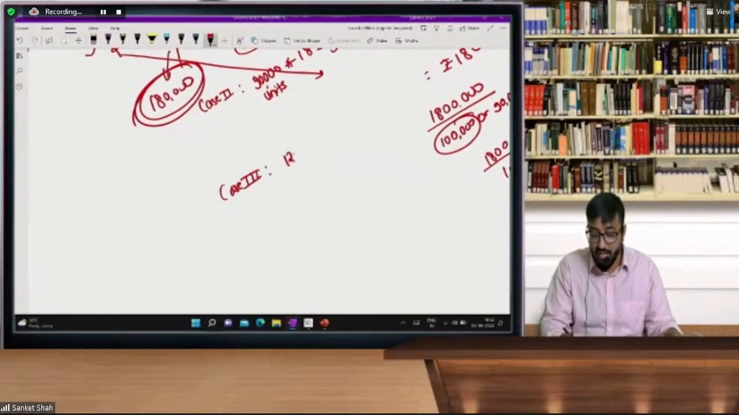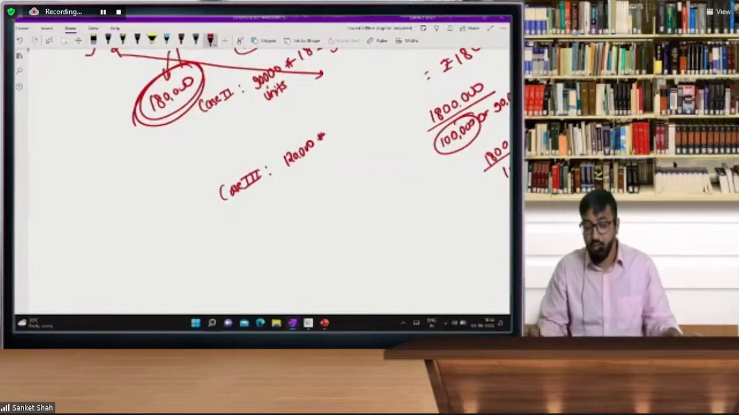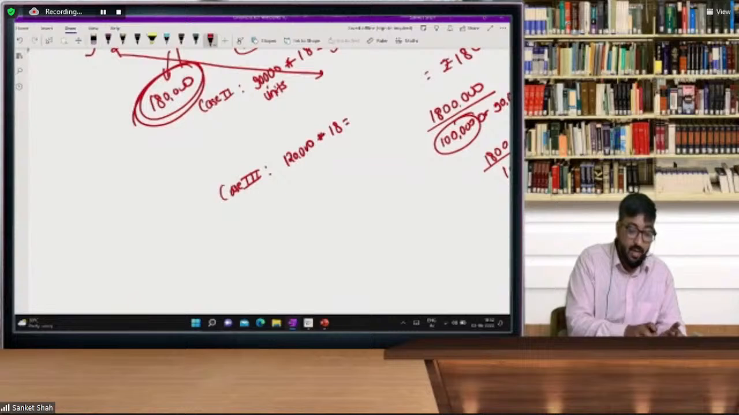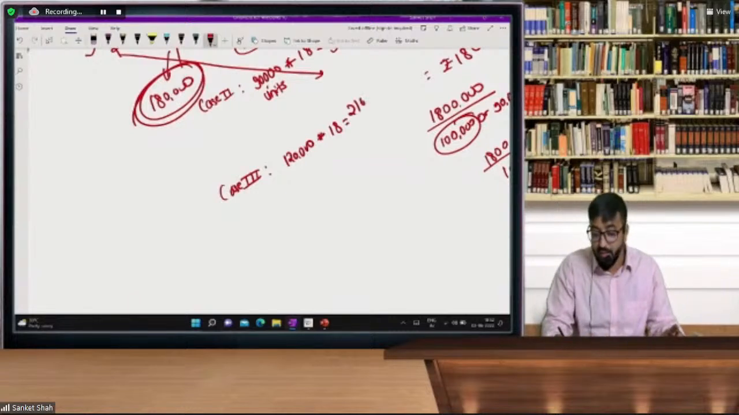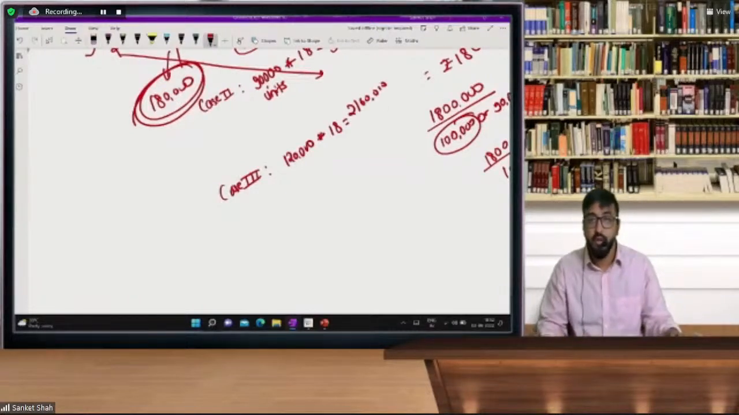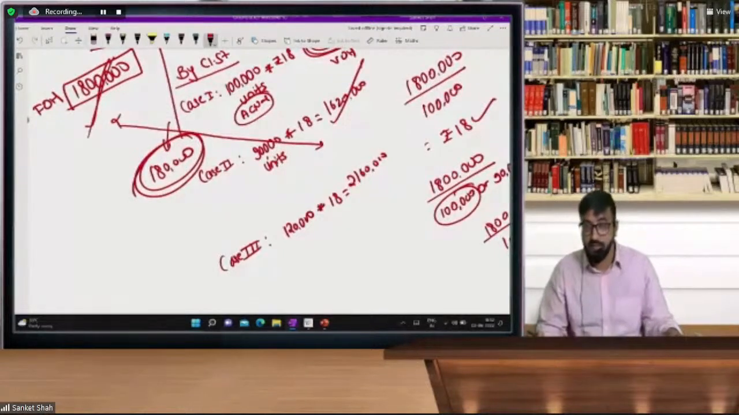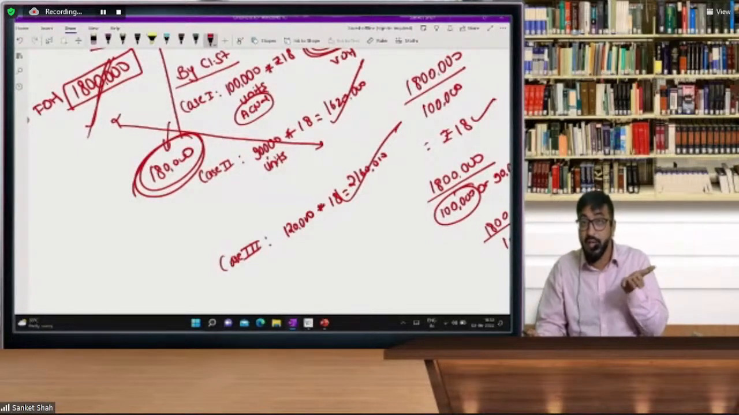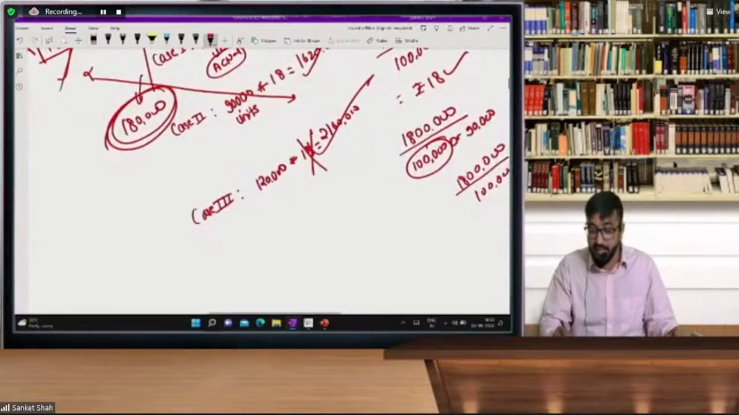I produce 1,20,000 units. Now, friends, if I multiply by rupees 18, my answer will be 21,60,000. I spent 18 lakh rupees from my pocket, and my closing stock is showing a balance of 21,60,000. How is it possible? You should not record it beyond your cost. If your cost is 18 lakh rupees, how can your closing stock be 21,60,000? So multiplying by 18 is not correct.